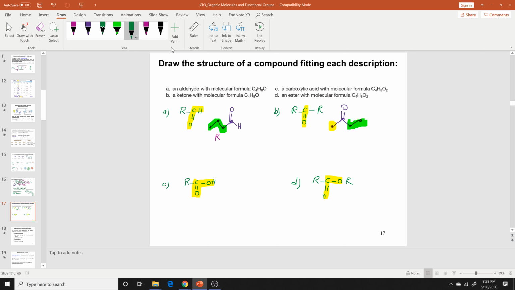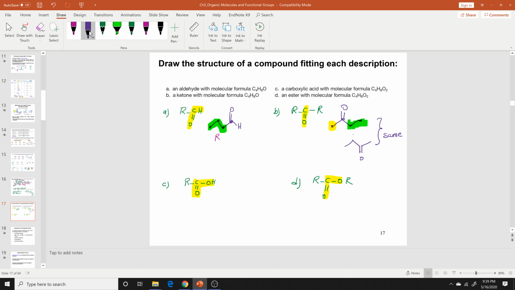Whether you wrote it like this or you wrote it like this, these two are the same. So you have a CH3 here, I have a CH3 here. I have a CH2CH3 here, I have a CH2CH3 here. So these two are the same ketones.